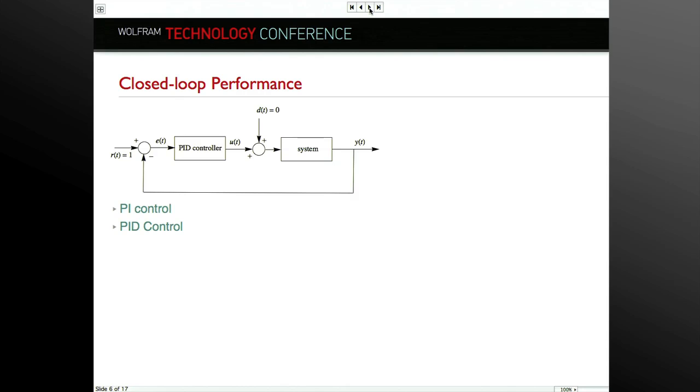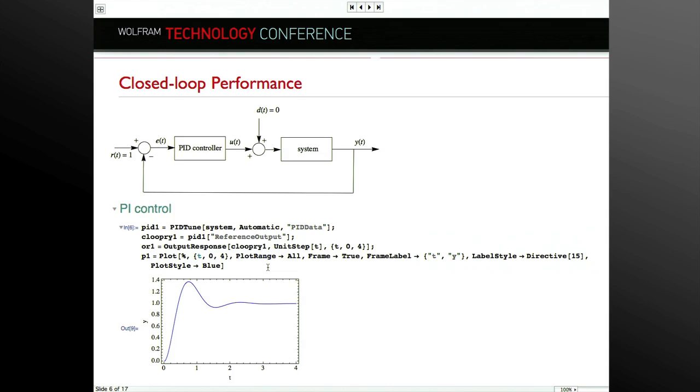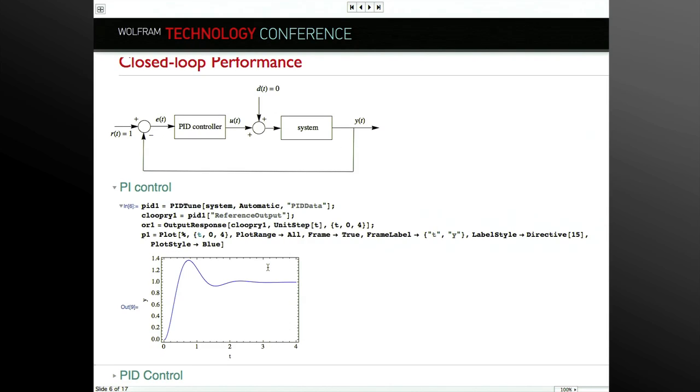Now that we have the controller, we want to test how the controller performs in a closed loop. So first we try what the PI controller does in the loop. Remember that we are trying to get y as close as possible to r. In this case, it's a unit step, a constant 1, and there is no disturbance acting on the system. We can see that the PI controller in the loop has performed well. The final value of the output is equal to 1, which was the desired value, but there is some overshoot.